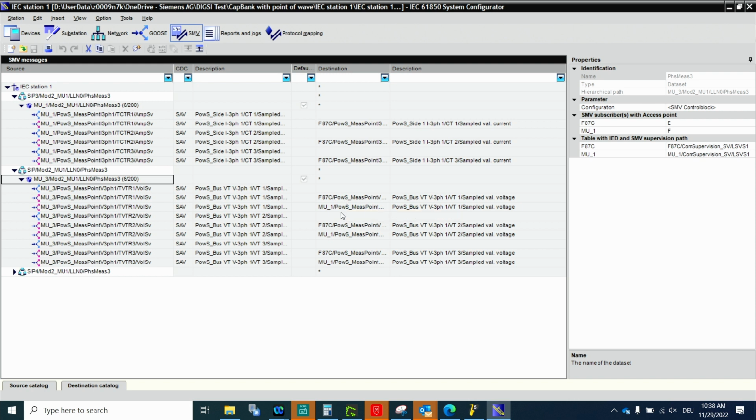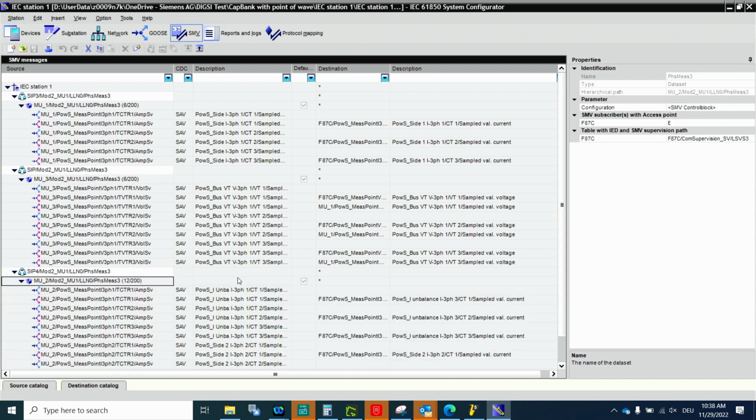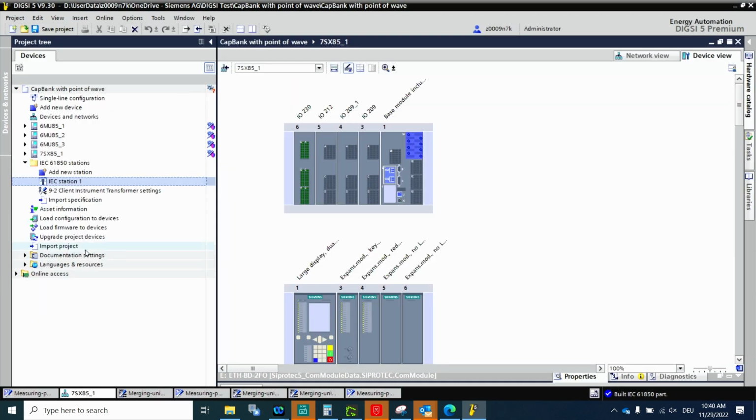And from merging unit 2, with IEC name SIP4, the current unbalanced, and the current of side 2 for the capacitor bank protection are connected. After changes are done, save them and import in DIGSI 5 to complete the round trip.